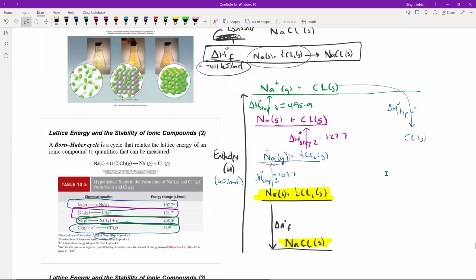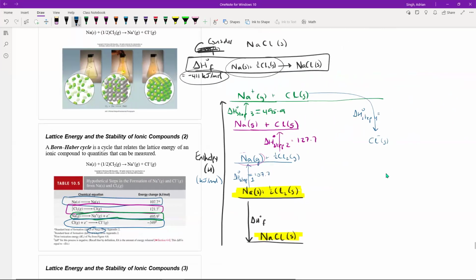Now remember, the arrows here are going to tell us what the signs are. So we're going down here, that's going to be negative 349 kilojoules per mole. So we have our Cl minus, and we still have our Na plus from the previous steps, our sodium ion in the gas phase, plus Cl minus. And then when we react these two together, Na plus in the gas phase, Cl minus in the gas phase, right, what we end up with is all the way back down to our NaCl solid.